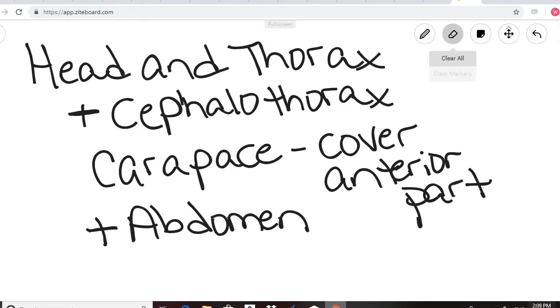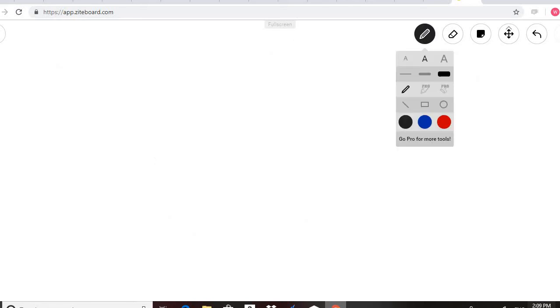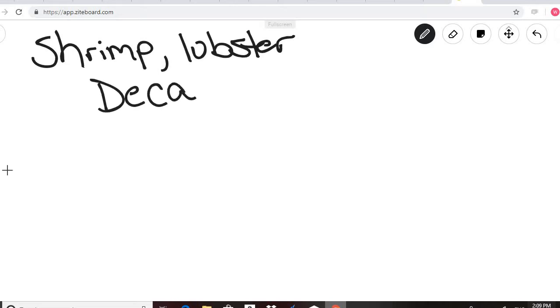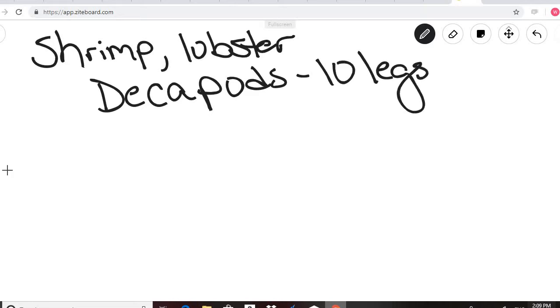What are some of the organisms that make up the crustaceans? Well, we already mentioned shrimp and lobster. Crabs. They are called decapods because they have 10 legs. They have teeth inside their stomach to grind things.